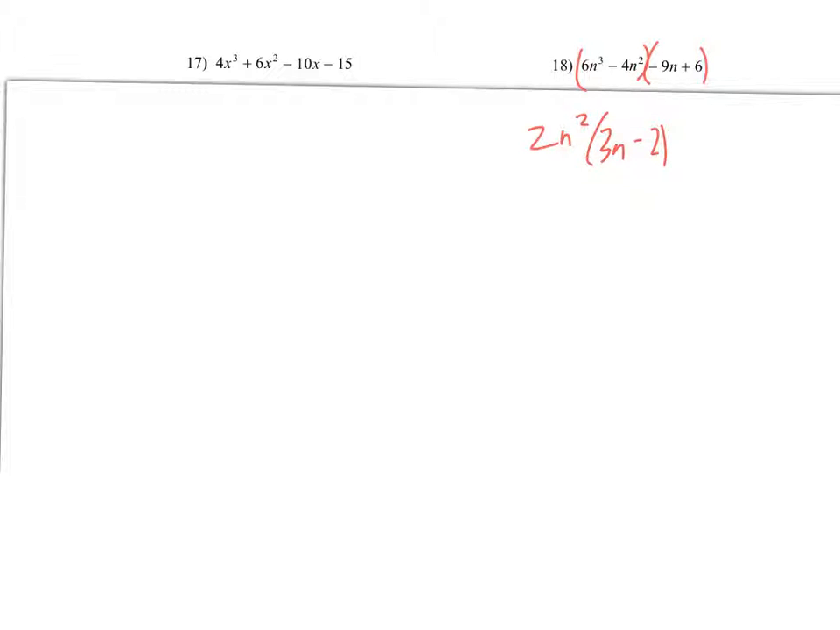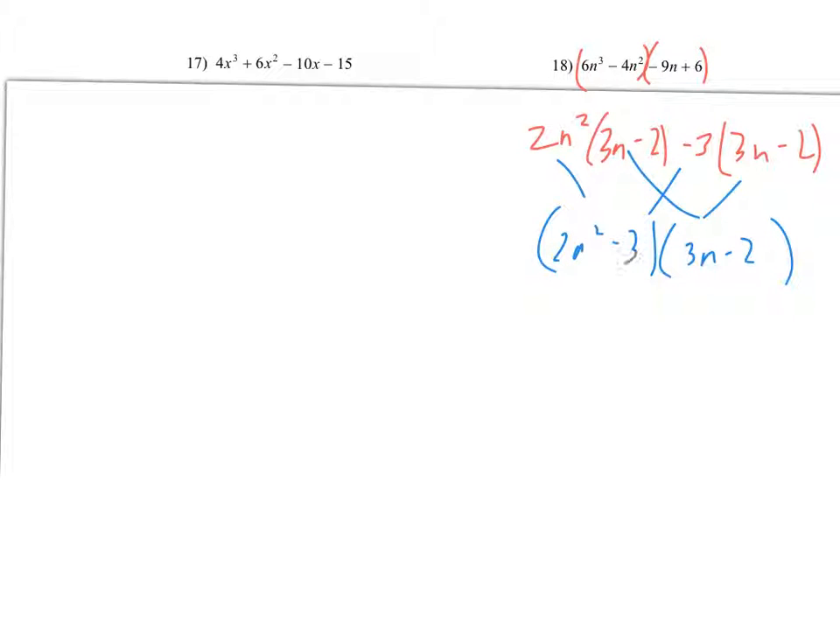In the second group here, I want to take out a negative 3. If I do that, that's going to make this positive 3n and then minus 2. Whenever you take out a negative, it's going to switch the signs. The negative becomes positive, the positive becomes negative. You can always check this work if you distribute in your mind. That would be negative 9n, and then this one would be positive 6. All right, so now I'm going to make my parentheses, one for the outside. These guys combine to make 3n minus 2. And then these guys right here combine to make 2n squared minus 3.